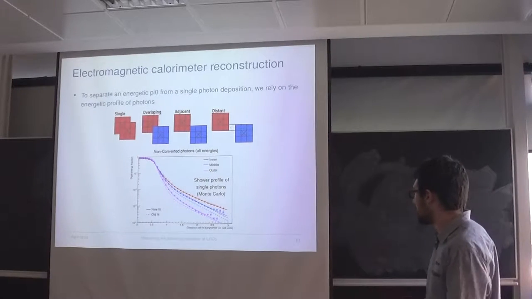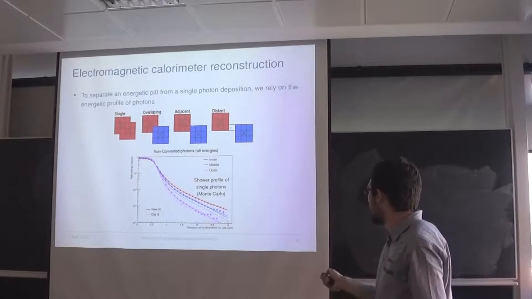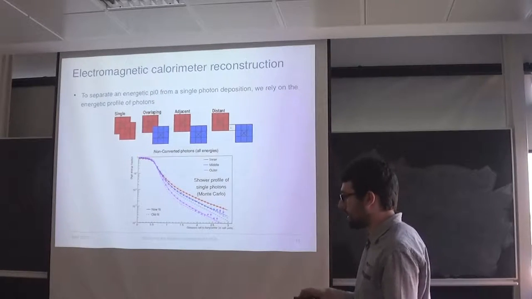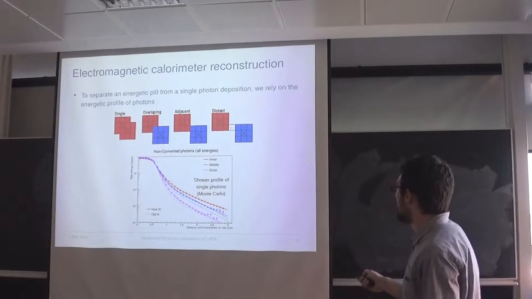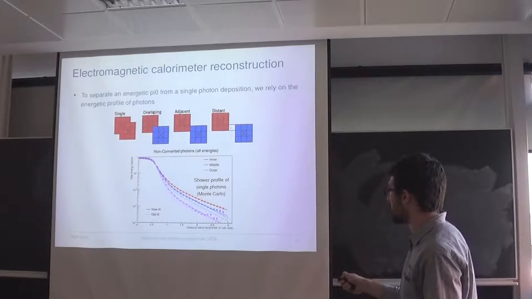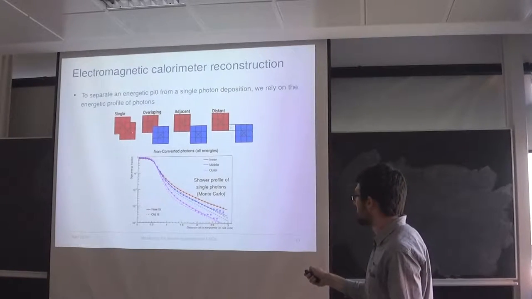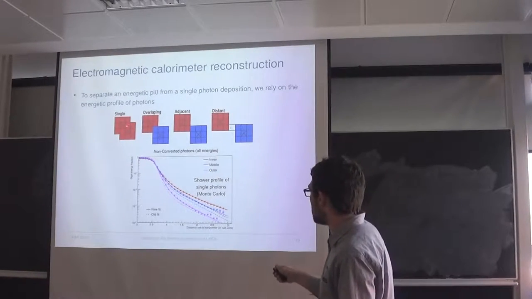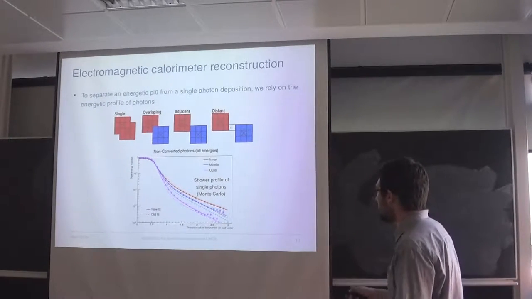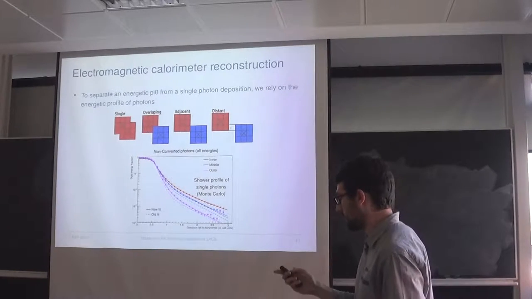This is one of the things that I did in my PhD. So this is the profile of a single photon, and to separate this from pi zeros, there is an algorithm in which you take the first and the second most energetic cells, and you construct two cells like that. If the shape is very different from the single photon, then you can separate. You can identify the pi zero.